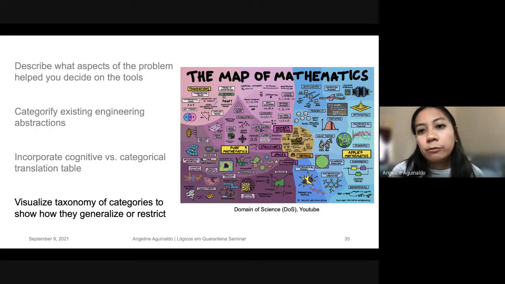So some sort of map, maybe like this one, or a tree structure of how categories relate to one another, in order to help someone navigate the definitions and explain how these categories are related.